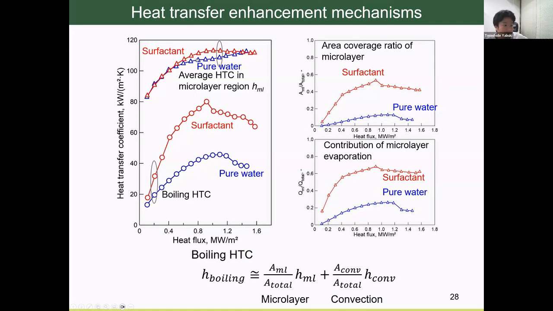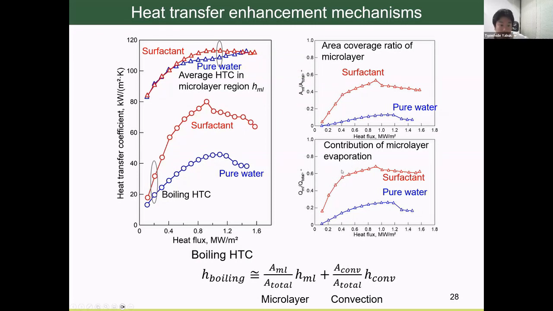And also this one shows the average heat transfer coefficient in the microlayer region, HML. And somehow the surfactant solution and pure water show a similar value. That's why this is almost constant. This increase of area coverage ratio by addition of the surfactant was found to be a mechanism of the boiling heat transfer enhancement. And also this is an interesting result.